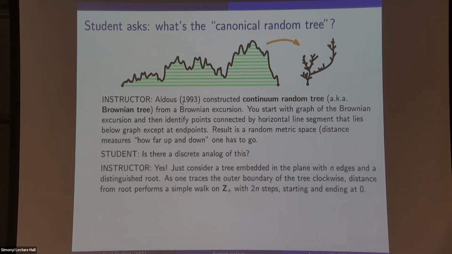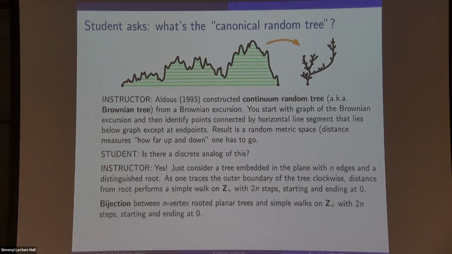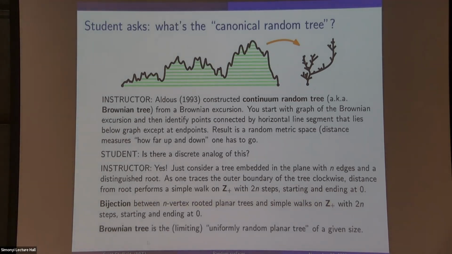So a student says, is there a discrete analog of this? He says, yes. Consider a tree embedded with n edges. That's this version here. And so that's a bijection between n-edge rooted planar trees and simple walks on Z plus with 2n steps starting and ending at 0. And that's all the Brownian tree is. It's the limiting uniformly random planar tree of a given size. And it comes with an embedding in the plane, up to diffeomorphism of the plane.